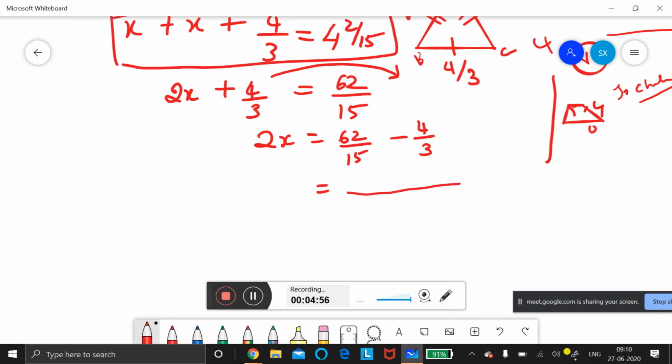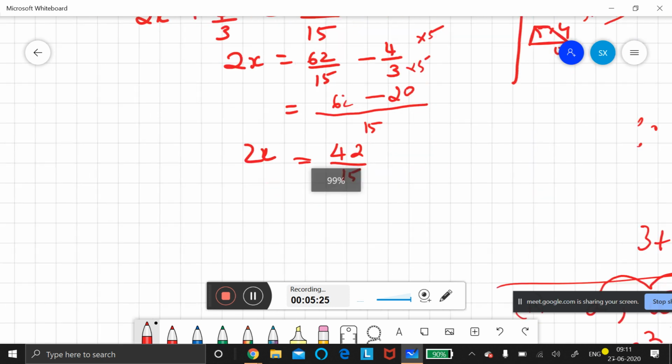Now take the LCM of 3 and 15. 15 will be taken. So 15 ones are 62. Whenever you have multiples, you need not sit and find the LCM. Take the biggest number as LCM. Now 3 fives are 15. So that 5 should be multiplied on top. So 20 will come. 62 minus 20, how much? 42 by 15. Now 2x is this. What is x? What should I do?